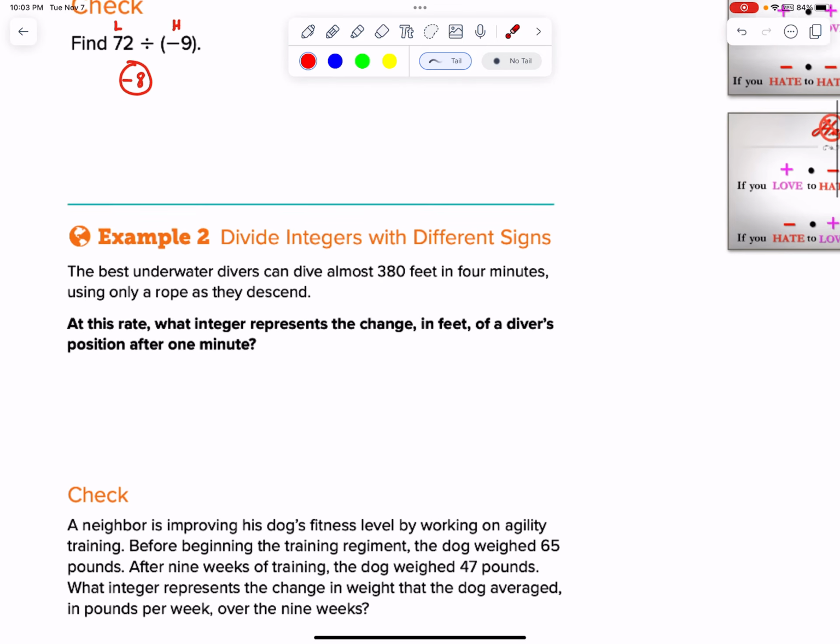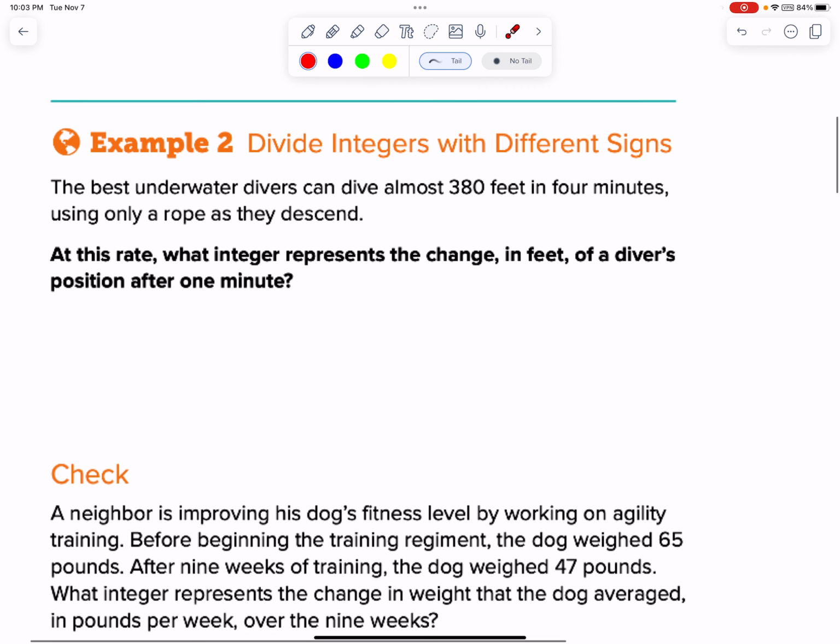All right, so let's go ahead and divide integers with different signs. You can see we have the word problem here. The best underwater divers can dive almost 380 feet in 4 minutes, okay, using only a rope as they descend. At this rate, what integer represents the change in feet of a diver's position after 1 minute?